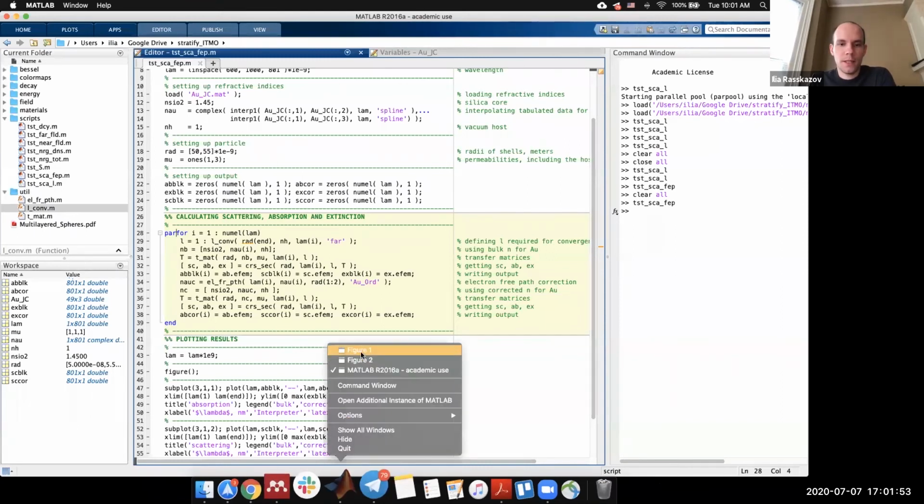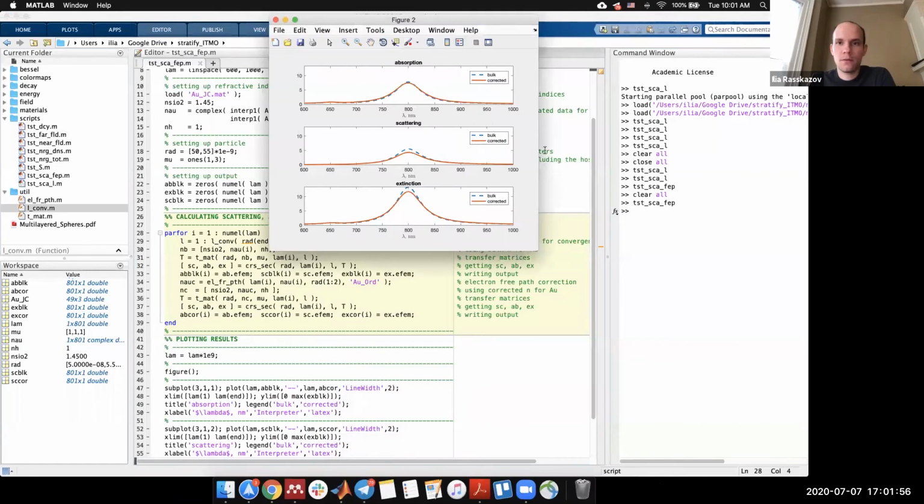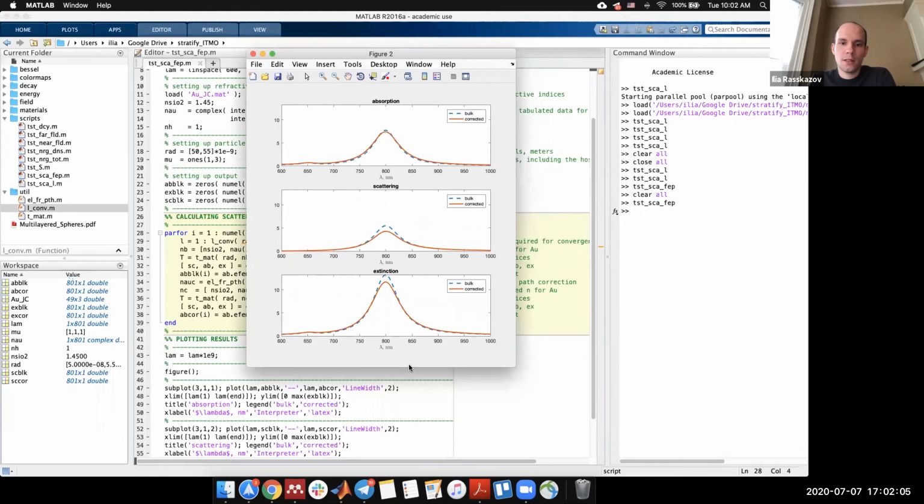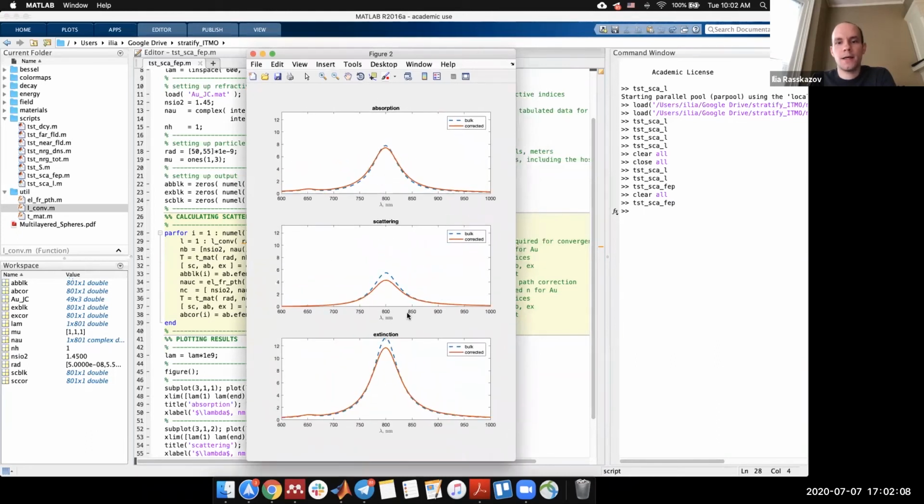So again, let me return to the figure. What you can see is we have compared the absorption, scattering, and extinction cross-sections for bulk and corrected permittivities of gold. We can clearly see that the corrected value provides somewhat different results. But sometimes these differences can be very significant, especially if we are talking about quite small particles.